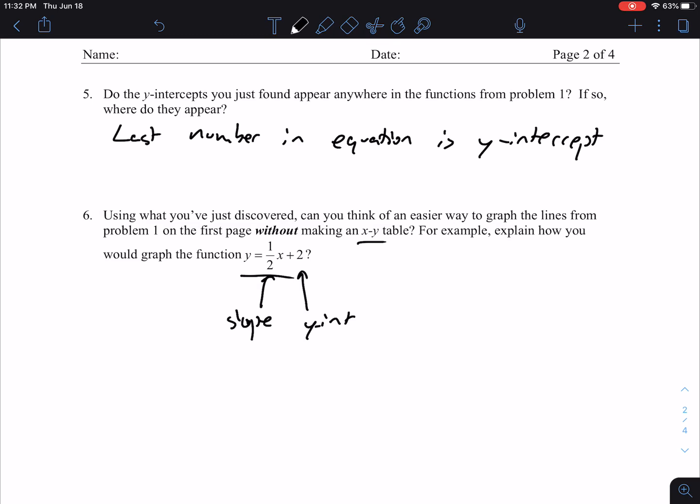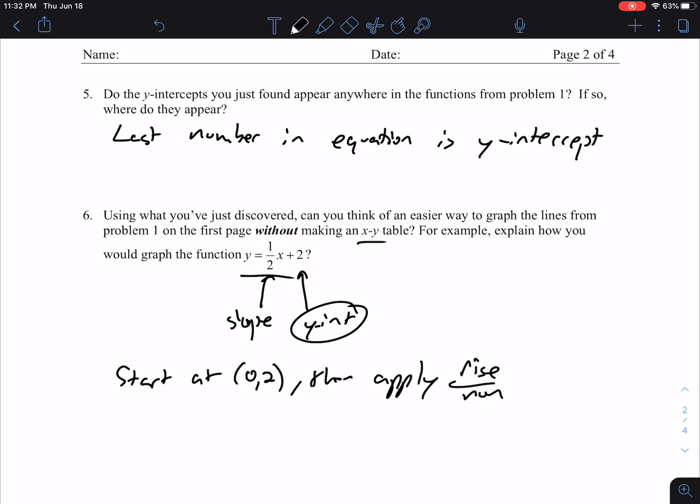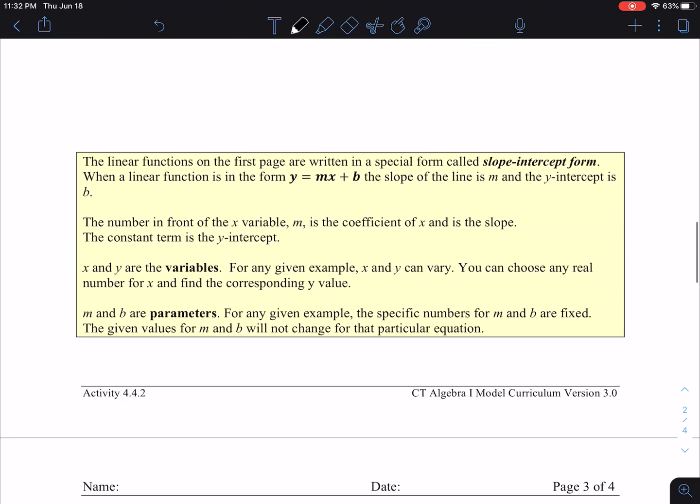Okay, now that you're back, here's how I do it. We start with the y-intercept. I would start my graph at 0, 2. Then apply the rise over run. And that should be rise over run, not rise over none. There we go. All right, so we're going to practice that now.